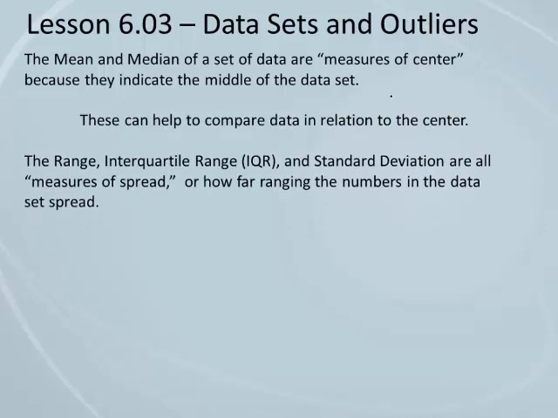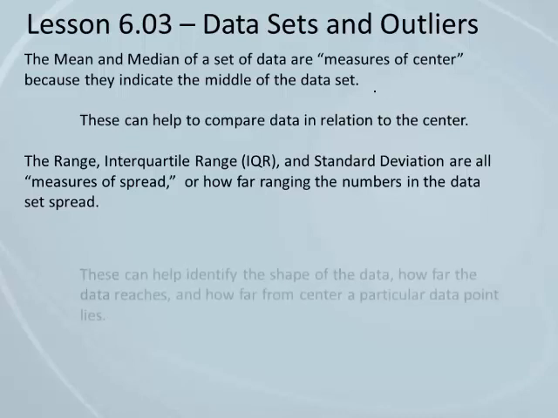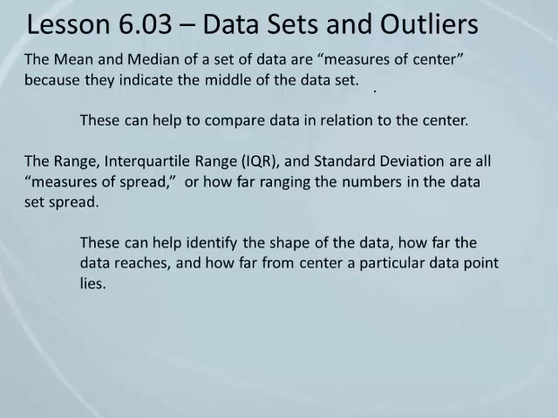The range, the interquartile range, and the standard deviation are all measures of spread, or how far ranging the numbers in a data set spread out. They help identify the shape of the data, how far the data reaches, and how far from the center a particular data point lies. They can also help to identify potential data outliers.